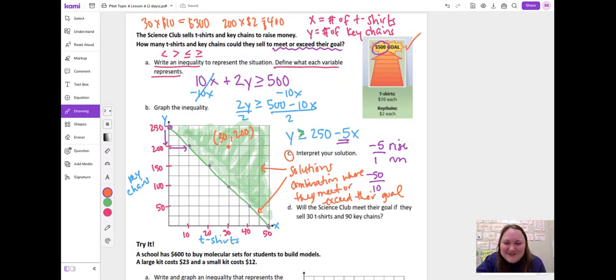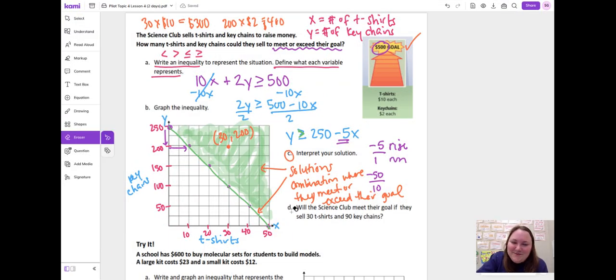We got our $500. Any point down here, not shaded, for example, (0, 0). If they sell 0 t-shirts and 0 keychains, they have not met their goal. So all of these ones in white are combinations that do not work. Use that information to help you answer this last question, D. Will the science club meet their goal if they sell 30 t-shirts and 90 keychains? Pause the video, try, and then come back to see how you did.